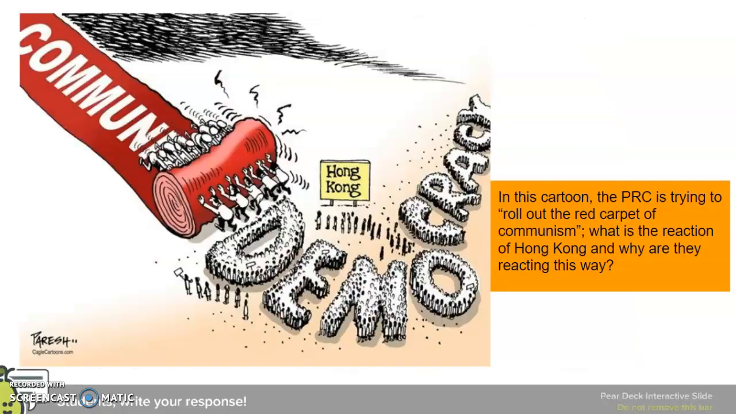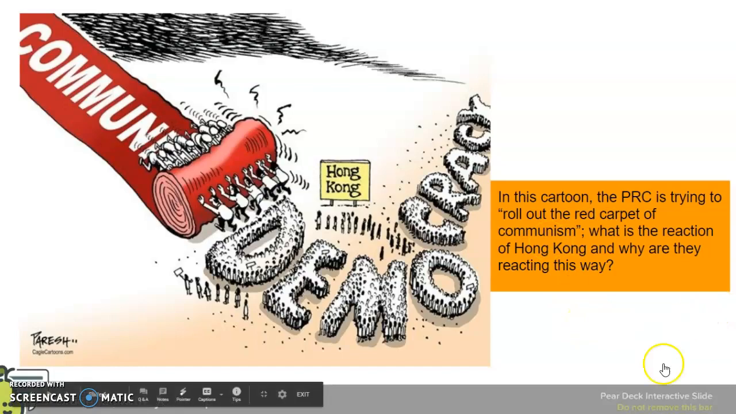The militaristic power of mainland China and the protests of what the people of Hong Kong want, which is democracy. In this cartoon, you have the red carpet of communism being rolled out from China towards Hong Kong, and you'll see there are people pushing on the red carpet on both sides. And obviously on the side of Hong Kong, the people are pushing against it, trying to keep the red carpet of communism from overtaking all of the people who are demonstrating for democracy.